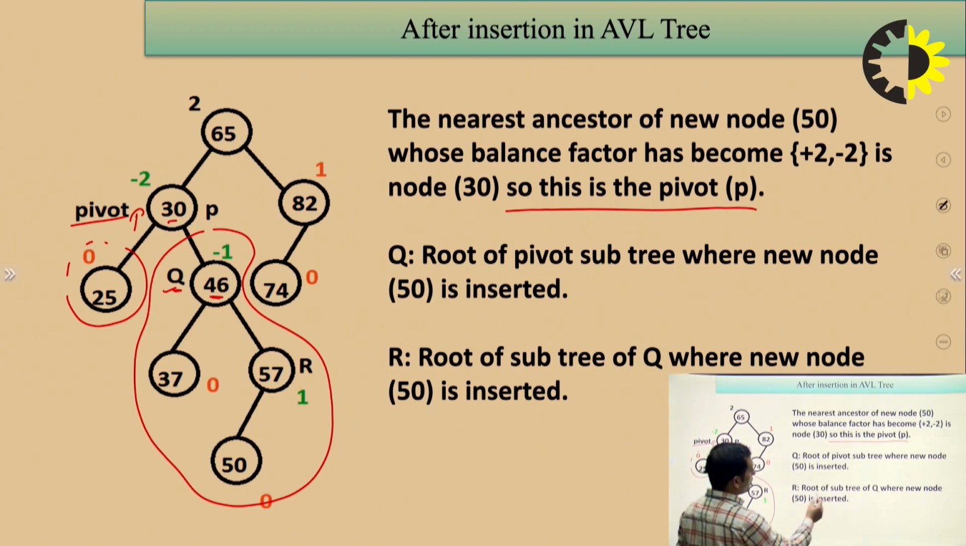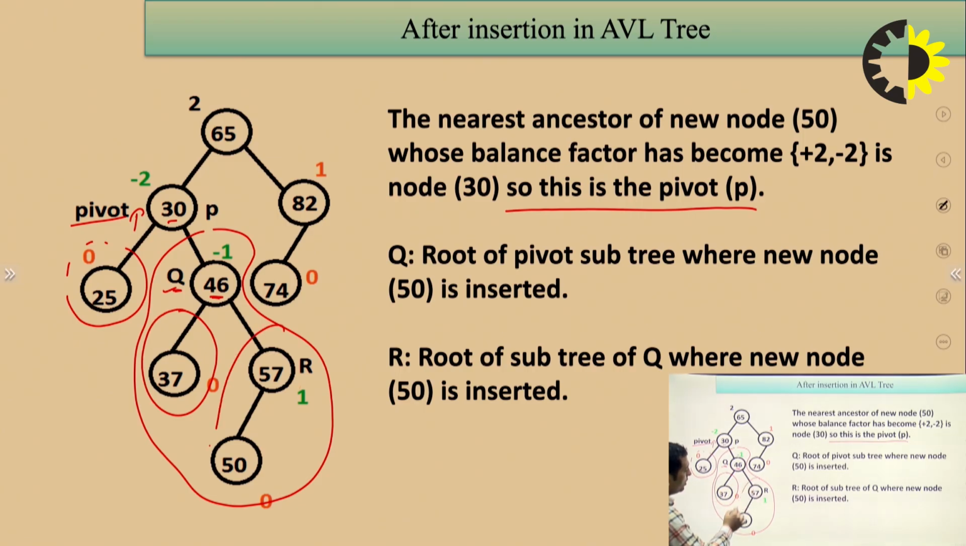Now find R. R is the root of the subtree of Q where the new node is inserted. Q has two subtrees, one left and another right. Where is the new node inserted? The new node is this one, inserted in the right subtree of Q. So this becomes the point R.